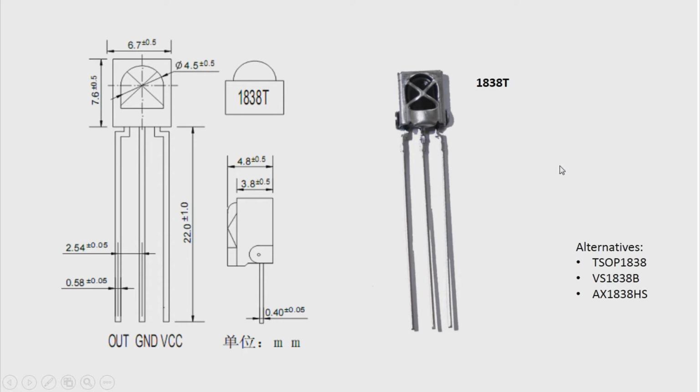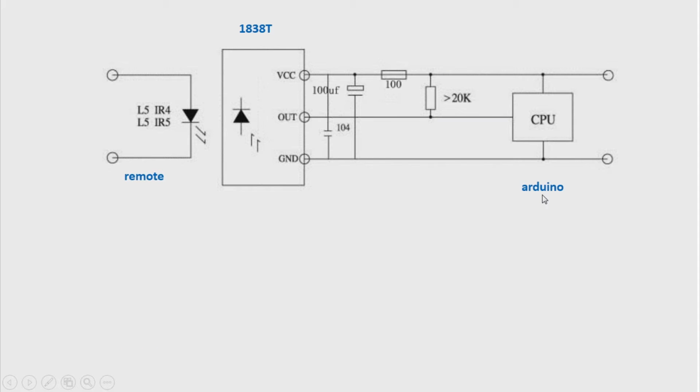Next, check the configuration of the legs by looking at the datasheet. In my case, it is like this: VCC on the right, ground in the middle, and output on the left. Before we connect this to the Arduino, there is one more important thing in the datasheet that we need to check, which is the schematic of the recommended circuit. This is the one that I have.